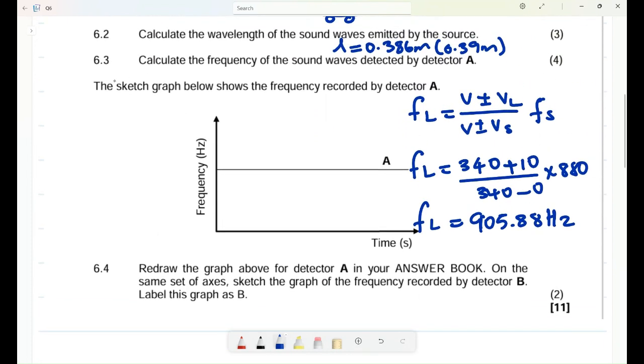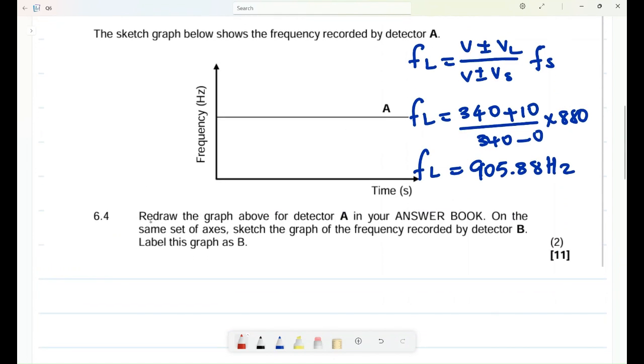Now they say the sketch below shows the frequency recorded by detector A. Now 6.4 says redraw the graph above for detector A in your answer book. I'll assume I've already redrawn that. On the same set of axes, sketch the graph of the frequency detected by detector B.